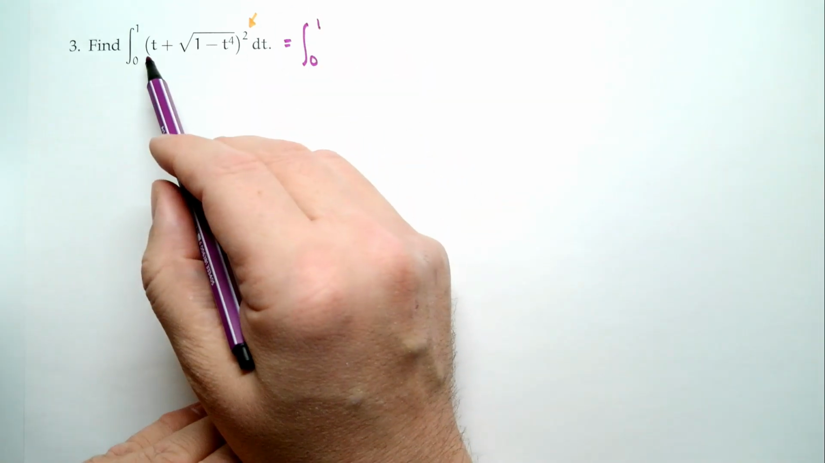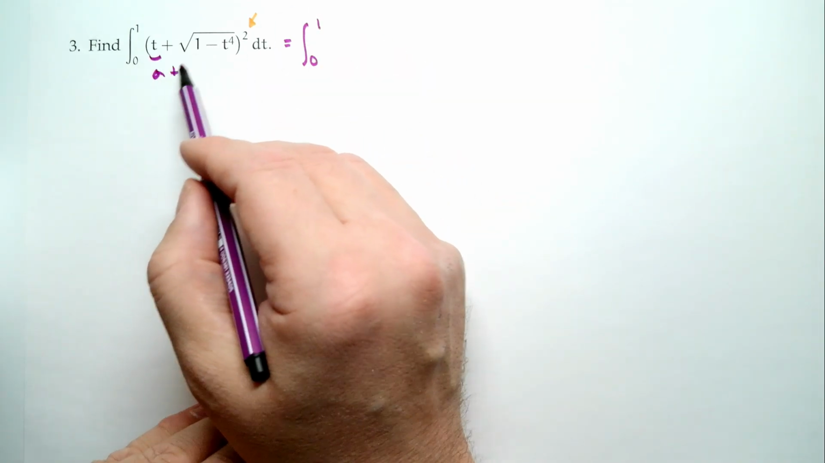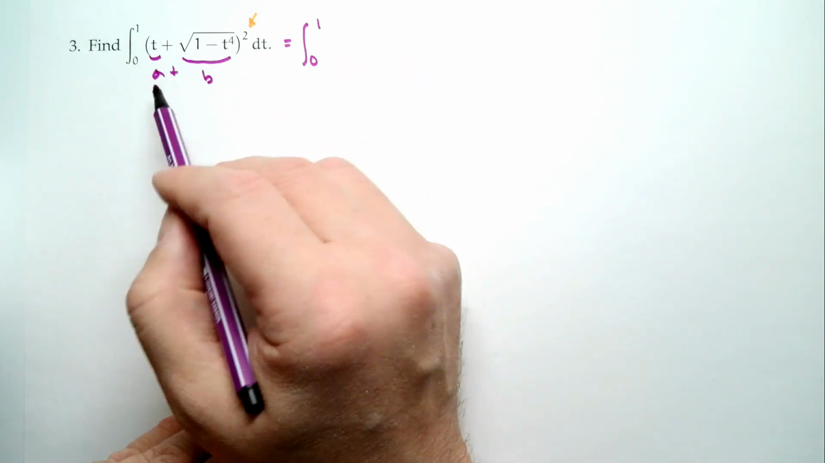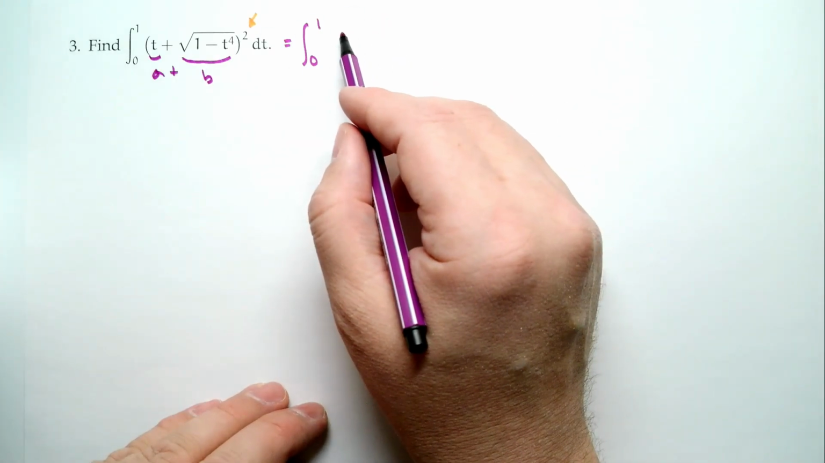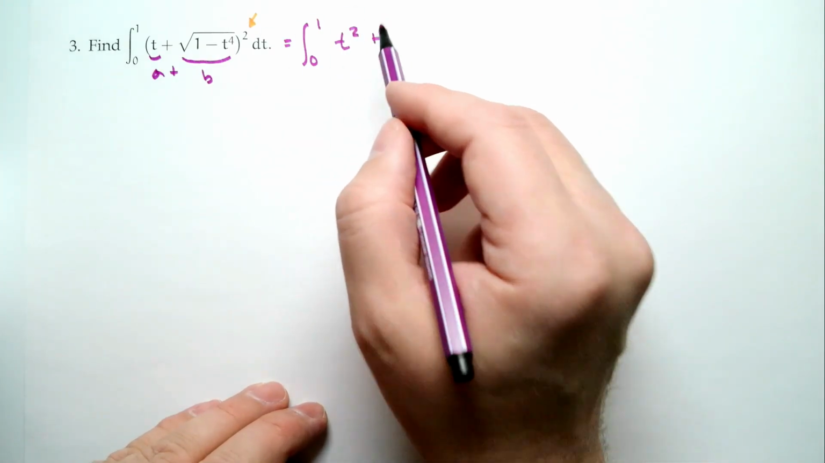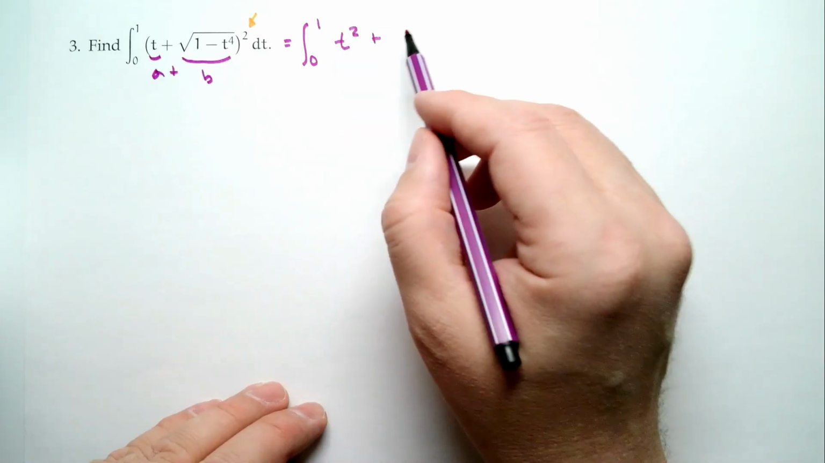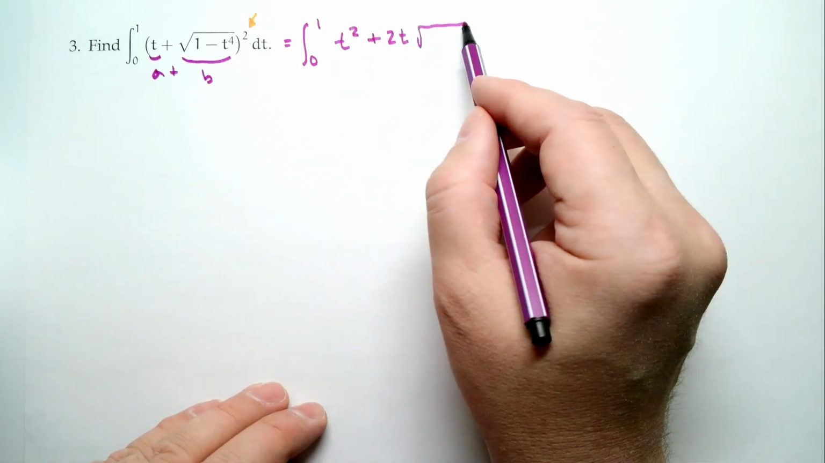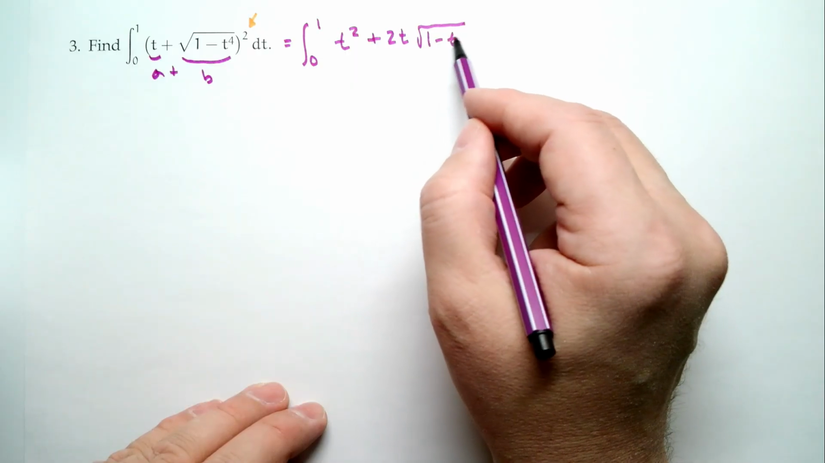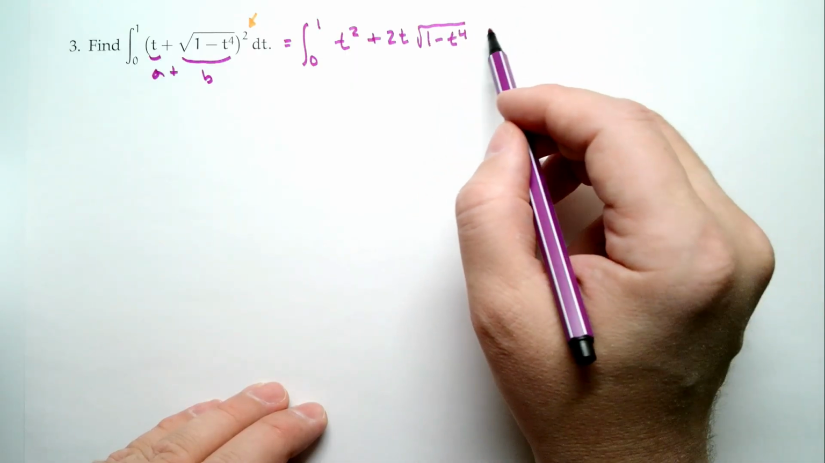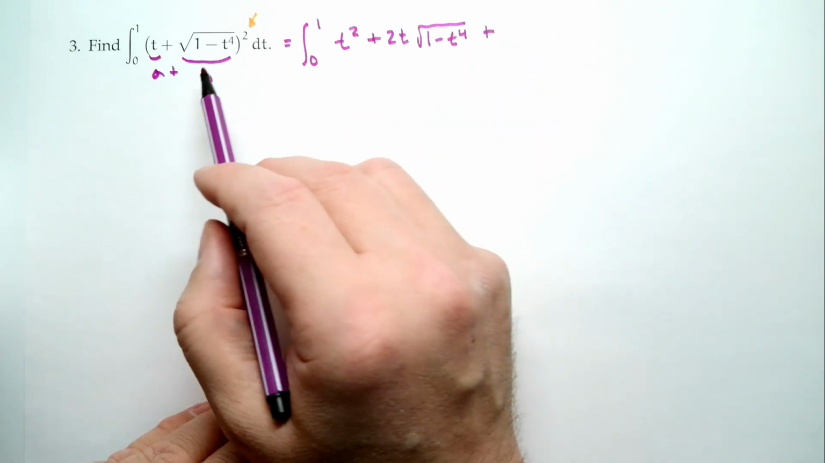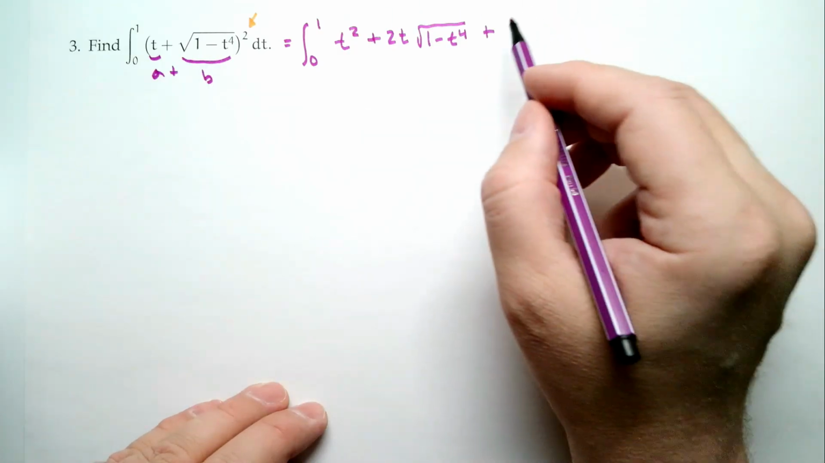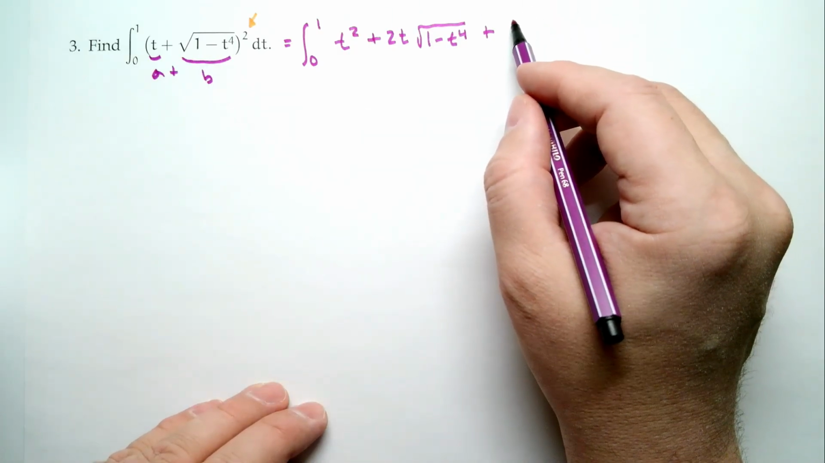And so think of this as like a plus b being squared. So a squared, that's t squared, plus 2ab. So that'll be plus 2 times t times the square root of 1 minus t to the 4th. And then plus b squared. Well, when we square the square root of 1 minus t to the 4th, we'll get 1 minus t to the 4th.